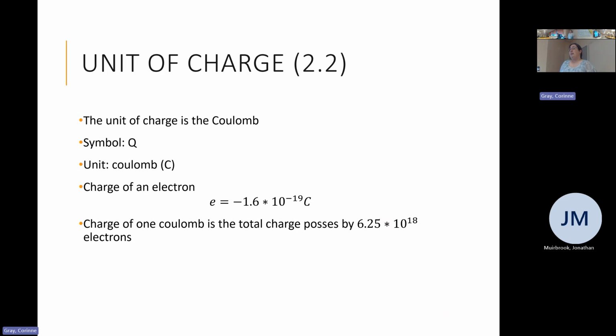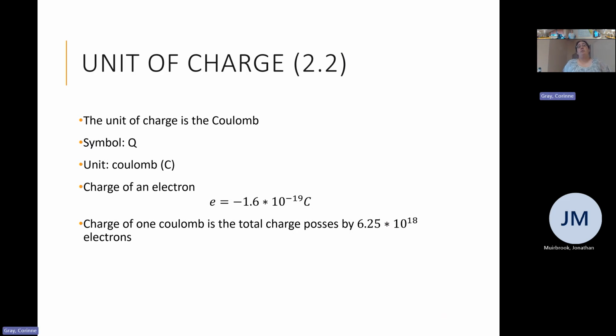This is a weird fact that the textbook likes to bring up when it's talking about sizes. It would take 6.25 times 10 to the 18 electrons to make 1 coulomb of charge. This comes back later to explain why the farad is so small, because it takes a lot of electrons to make big charges.